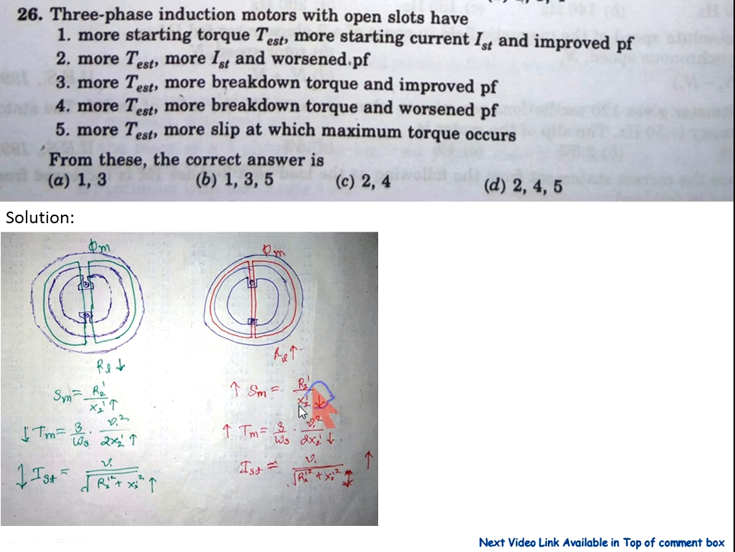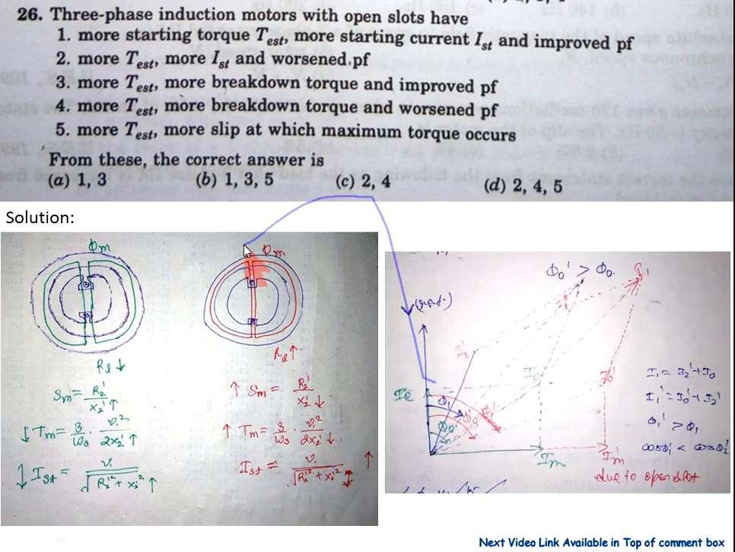If the reactance is reduced, then the slip at maximum torque is increased, and the maximum torque is also increased due to reduction in X2. And the starting current is also increased due to reduction in X2 dash. Now come to statement number 1. More starting torque, yes, more starting torque. Since the starting current is higher, the starting torque is also more. So more starting current, yes. And improved power factor. Now see what the power factor is.